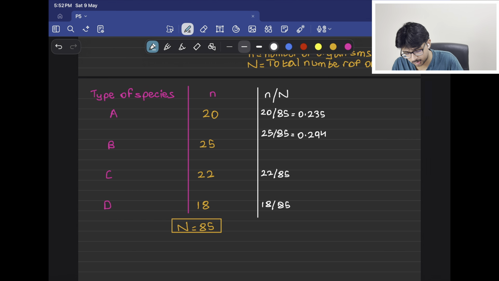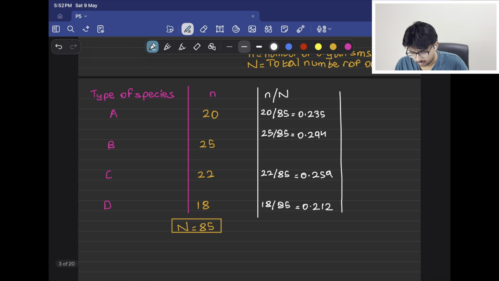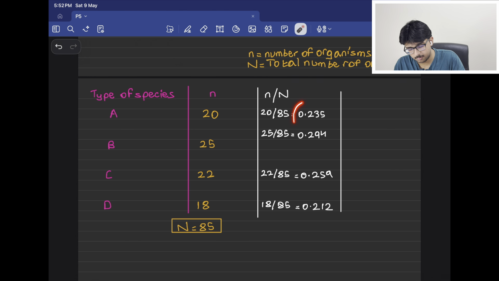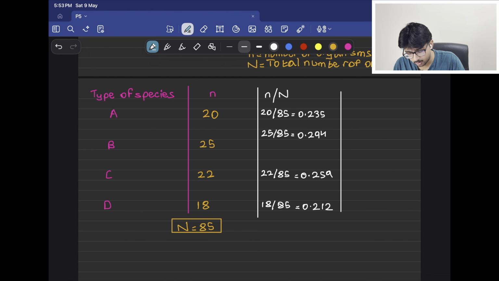This comes out to be 0.294. Then this comes out to be 0.259. And then the last one is 0.212. All right. Now, next step. All of these values which you got by dividing number of organisms divided by total, square all of these values.